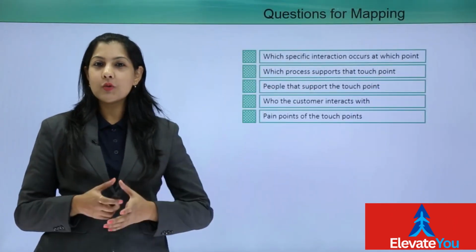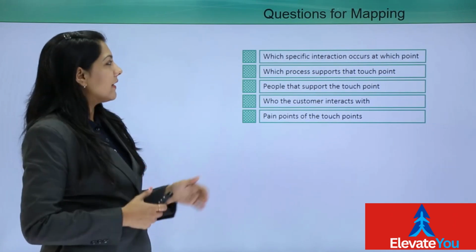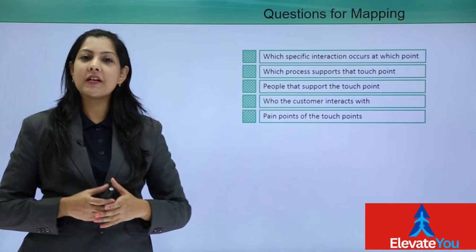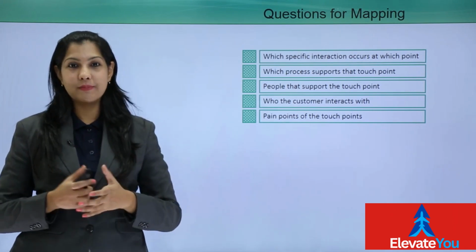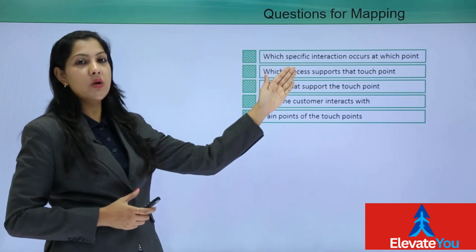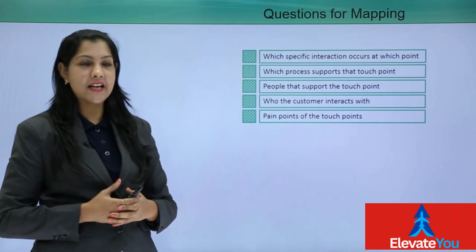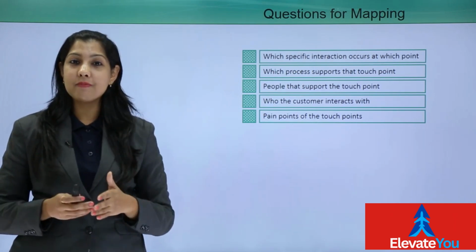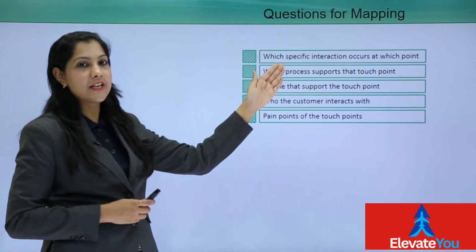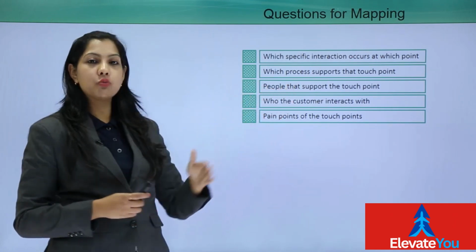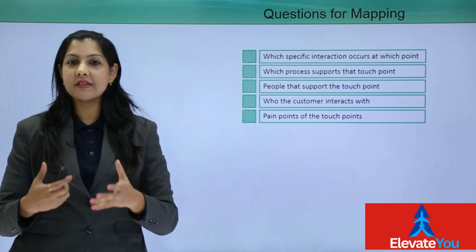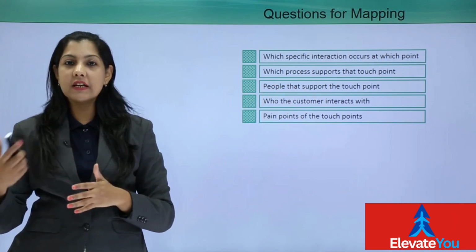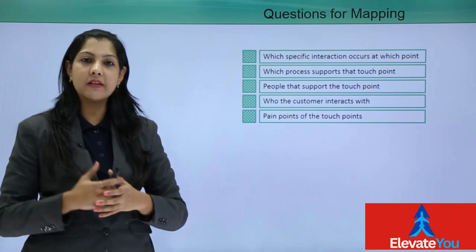So now let's understand what are certain questions which will help you in this mapping for touch points. Let's look at these questions. Which specific interaction occurs at which point? Now, to help you explain with the help of an example, if suppose a customer has gone to a retail store to buy something for herself or himself, that particular specific interaction which will occur at that point is with the retail staff who is attending that customer. So which process supports that customer touch point? Well, the person who is interacting with the customer, the staff member, is the support system. People who support that touch point are definitely the team members and the staff member who's attending that particular customer. Customer is interacting with that particular person, or if in her absence, she might be interacting with another colleague of that same brand.